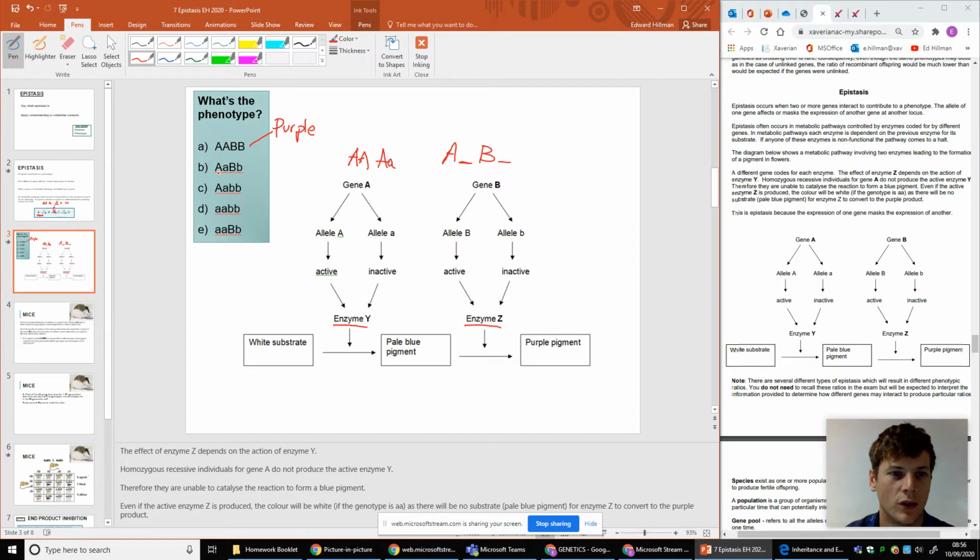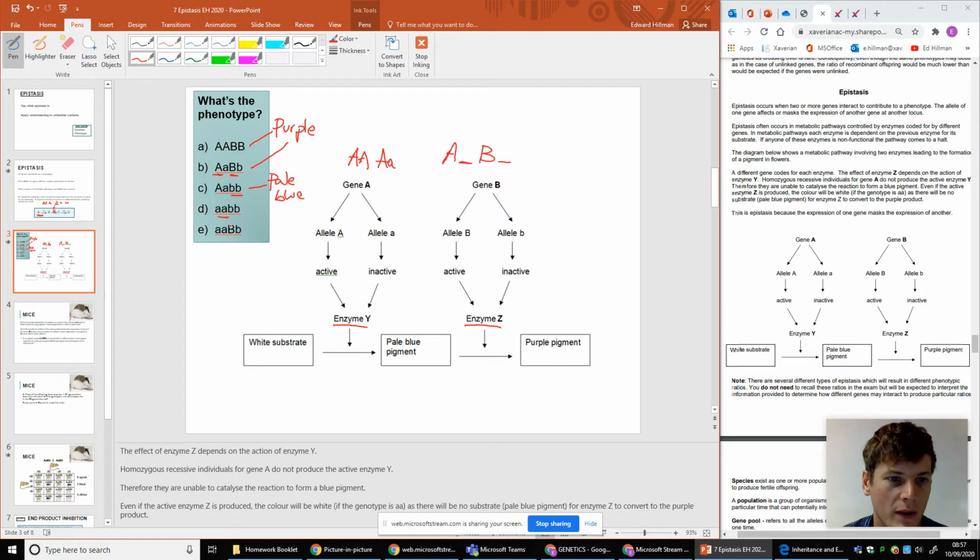Likewise, for individual B here, they've got a dominant A and a dominant B, able to produce both of those enzymes. So also purple. This person here has a dominant A. They can produce the active enzyme Y, taking that white substrate into a pale blue pigment. However, they've got two recessive alleles for gene B. So they've got an inactive form of enzyme Z, so they will do the first step but not the second one, so they remain a pale blue pigment.